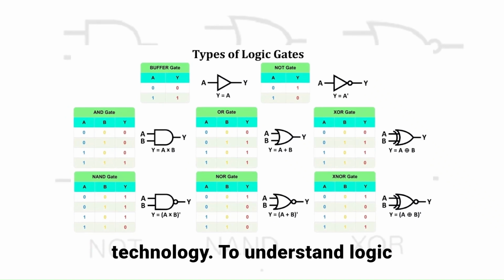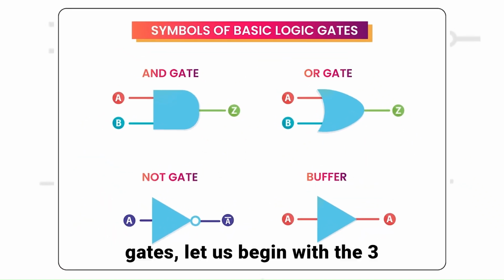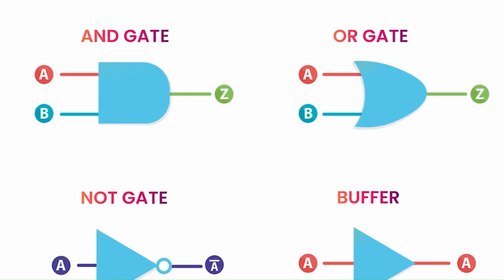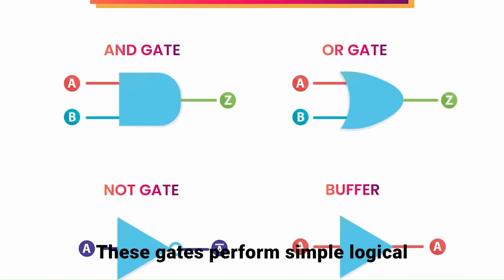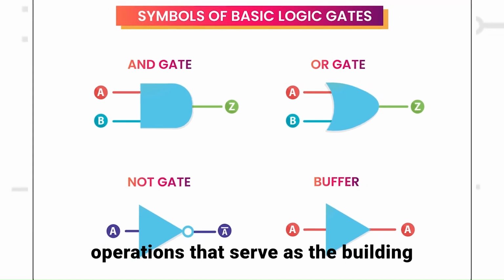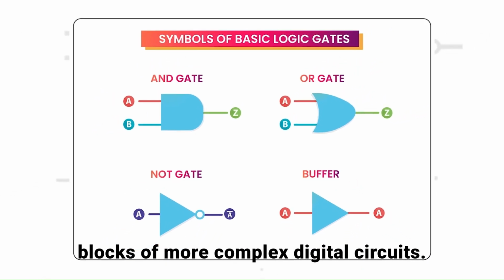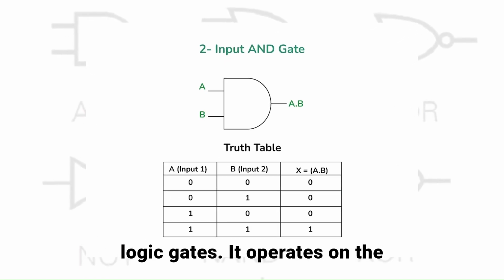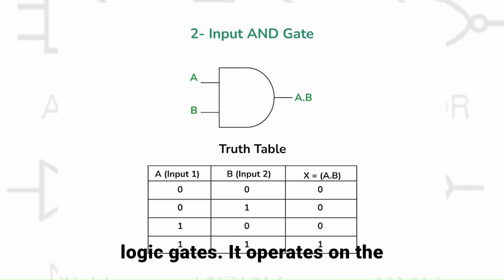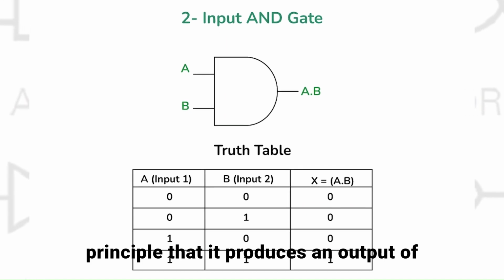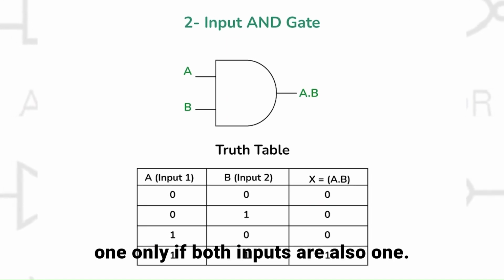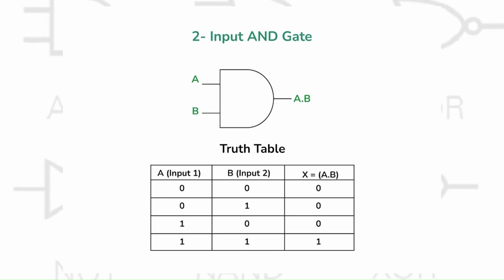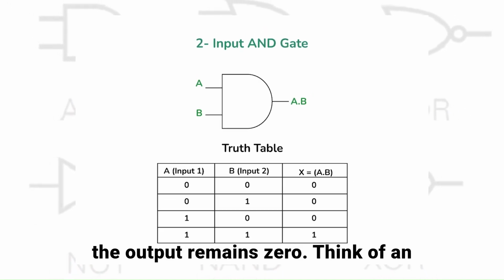modern technology. To understand logic gates, let's begin with the three fundamental types: AND, OR, and NOT. These gates perform simple logical operations that serve as the building blocks of more complex digital circuits. The AND gate is one of the most basic logic gates. It operates on the principle that it produces an output of 1 only if both inputs are also 1. If either input is 0, or both are 0, the output remains 0.